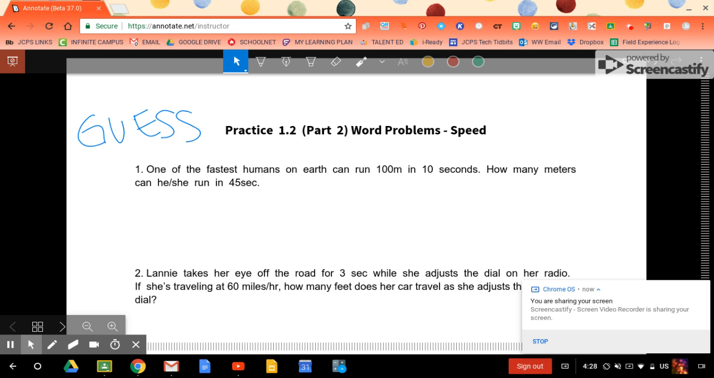So G is given, U is our unknowns, E is our equation that we're going to use to find our unknown, S is you're going to substitute your givens into your equation, and then last S is solve, so you're going to solve for your unknown.